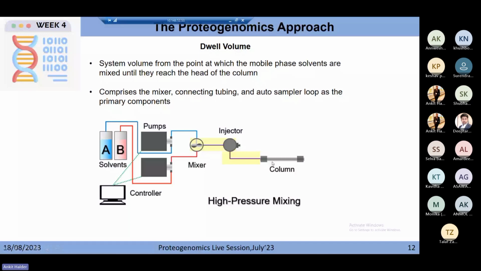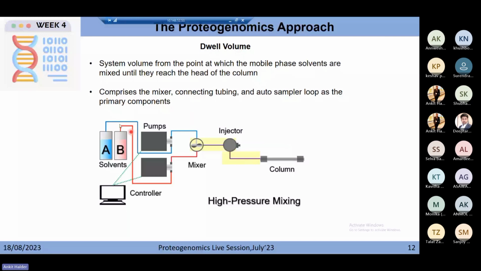So moving on. This is another concept known as your dwell volume. That is the system volume from the point at which your mobile phase solvents are mixed until they reach the head of the column. As I mentioned, your solvents are generally mixed and your hydrophobicity gradient is made. Now if you just look at how your arrangements are made.